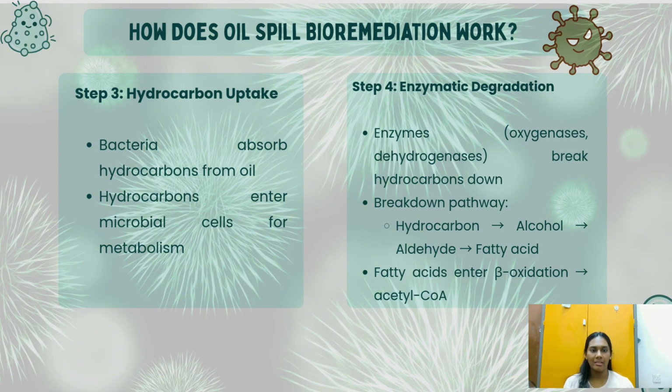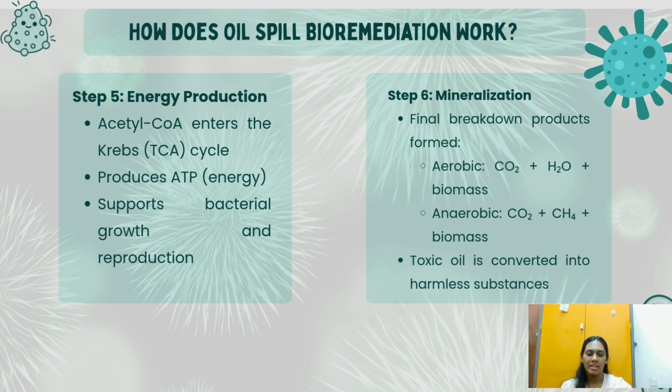Fatty acids then enter a process called beta oxidation, which produces a compound called acetyl coenzyme A. You don't need to remember every reaction, but the important point is that complex oil molecules are gradually being converted into simpler molecules that bacteria can use. So next we move on to step 5, which is energy production.